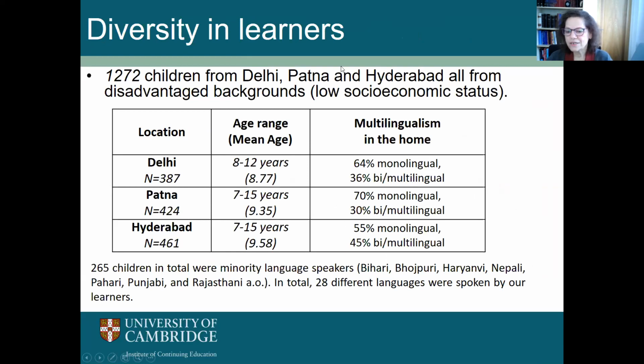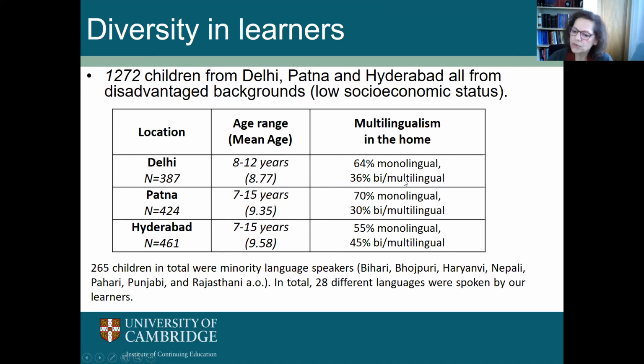Now, looking at diversity, in this particular study we have 1,272 children from across India, from Delhi, Patna, and Hyderabad, and they all come from disadvantaged backgrounds, so from low socioeconomic status. They're all in the same class in year 4, okay? But you can see diversity even when you're just looking at their ages. In the same class, there will be children who are 8 years old and 12 years old, 7 or 15, and so on.